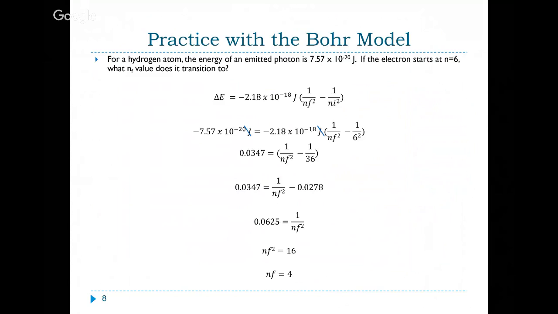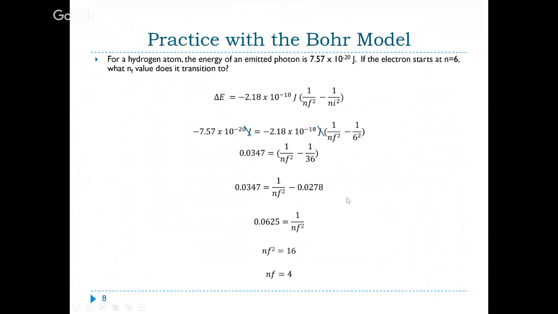So this problem is a little different. What if we know the energy transition, but we want to know how the transition is occurring? So the energy for an emitted photon is 7.57 times 10 to the negative 20th joules. If we start at n equals 6, what is our final value? What is the energy level that the electron rests at?